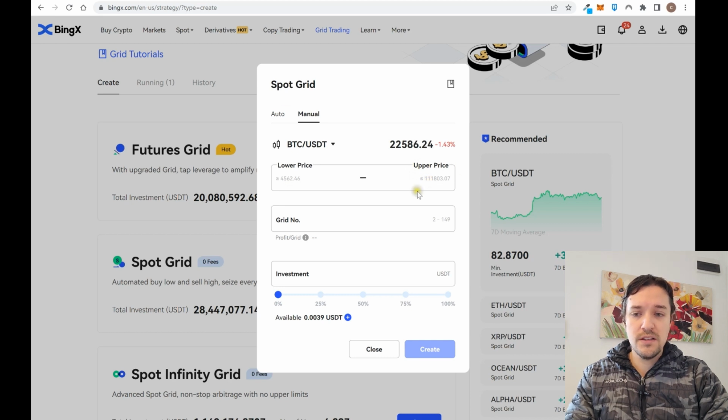How can you define this? You have to see a technical chart and identify where is the lateral zone in which Bitcoin is most likely to bounce up and down. And the grid number is how many trades you want the robot to make. And in here you can decide the amount of money.